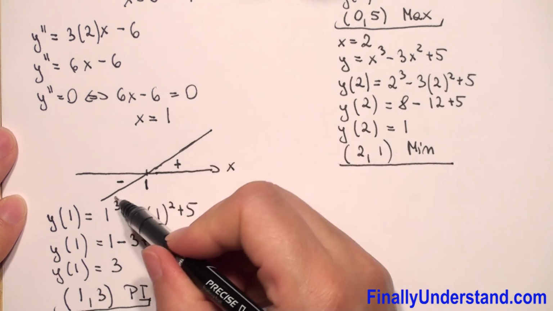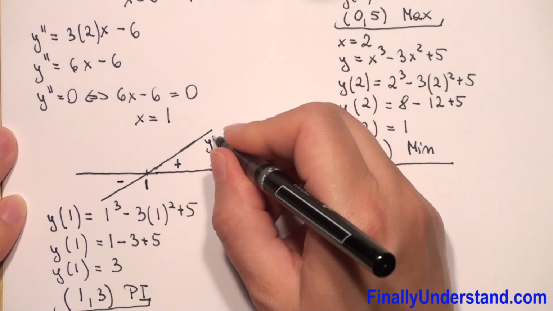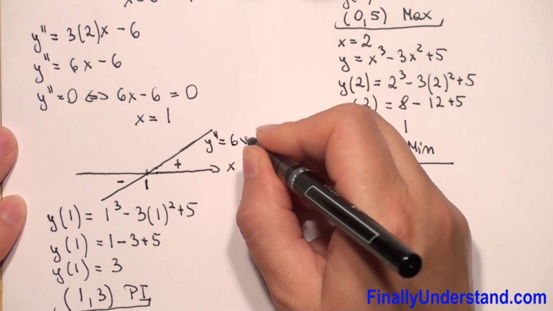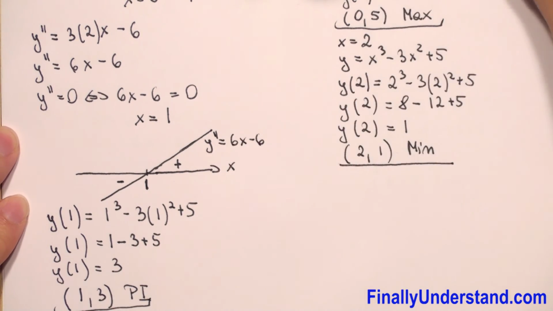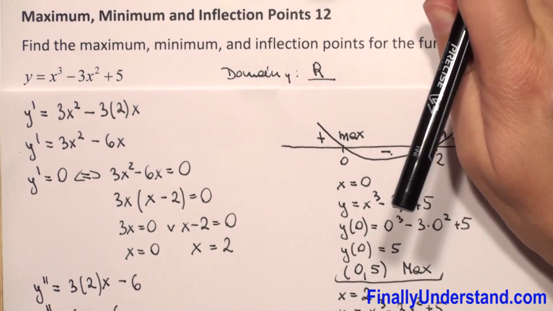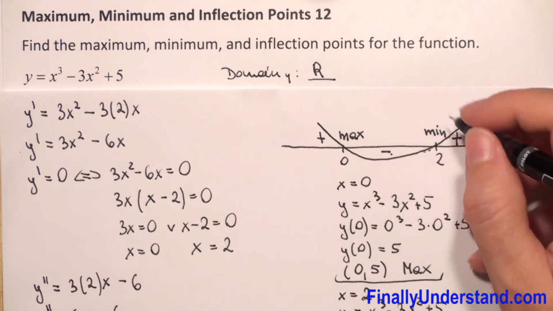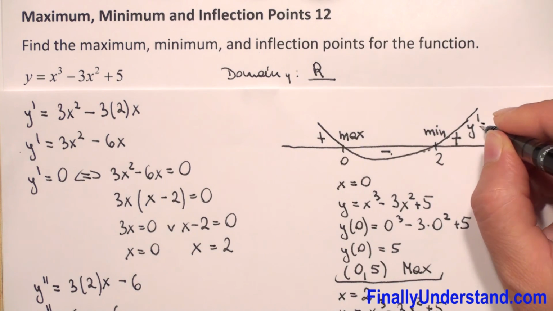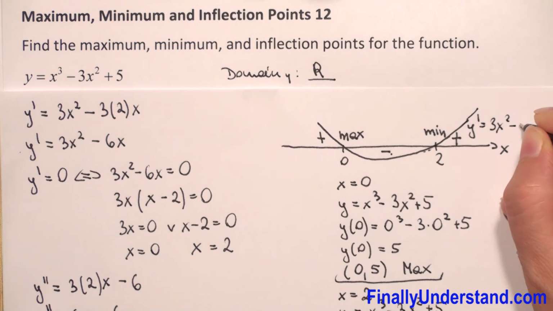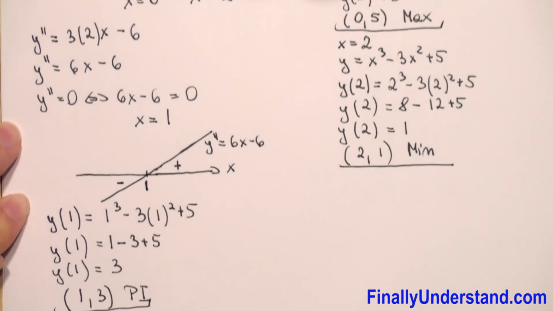Let me write this. This was the graph for the second derivative, 6x minus 6, and this graph was for the first derivative, y prime equals 3x squared minus 6x. So this is my solution.